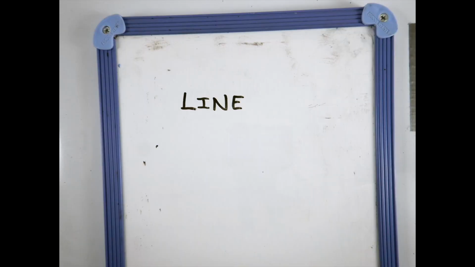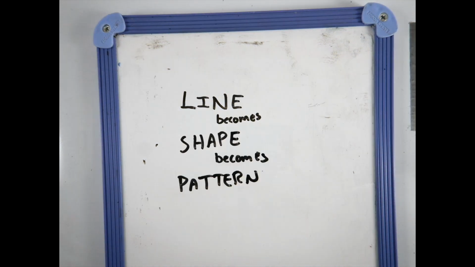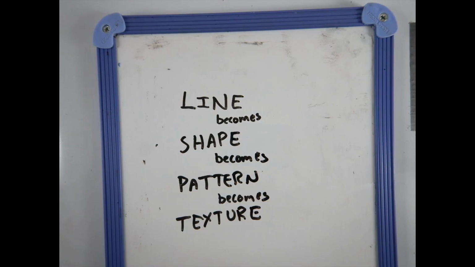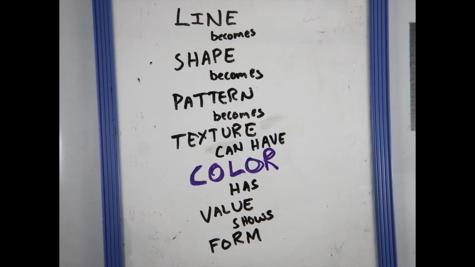Mr. Morris likes to start a lot of his classes by chanting the elements of design. So let's do it together right now. Lines become shapes. Shapes become pattern. Pattern becomes texture. Texture can have color. Color has value, and value shows form.